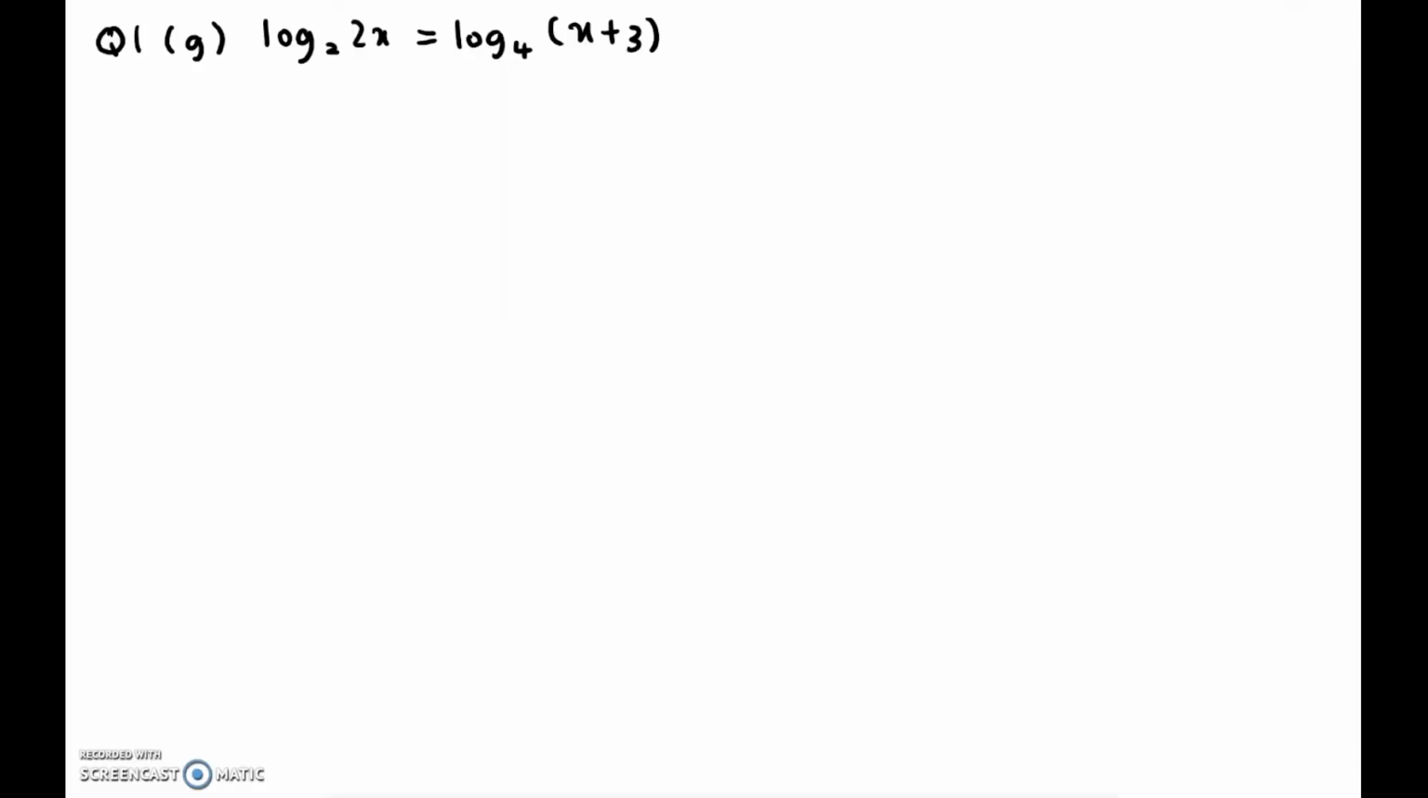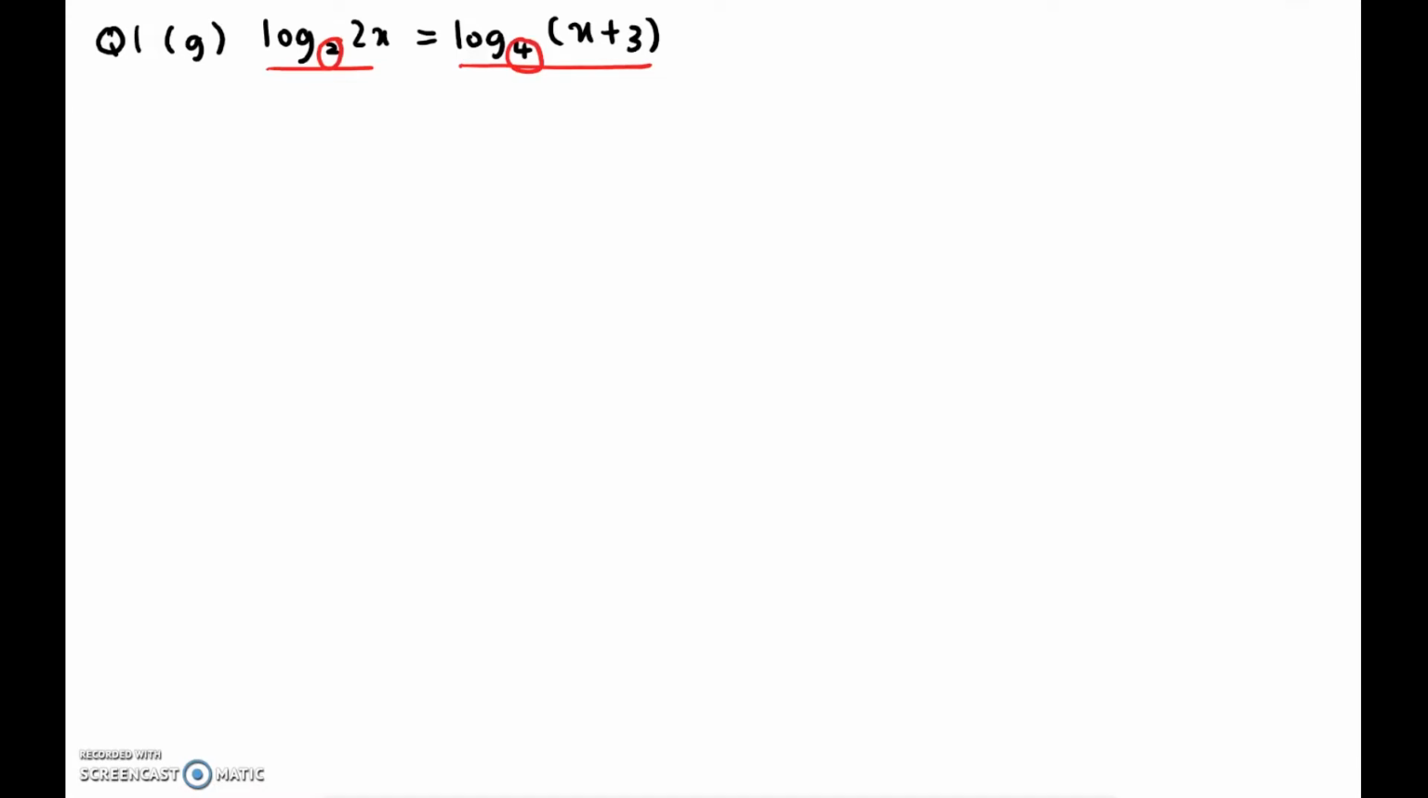Alright, so now I'm going to show you how to solve question 1G. Why did I pick this one? Because this is another form of equation, but this equation involves logarithm. First things first, what should you do? We can see that the left hand side and right hand side both have different bases. Good. So then what should you do?